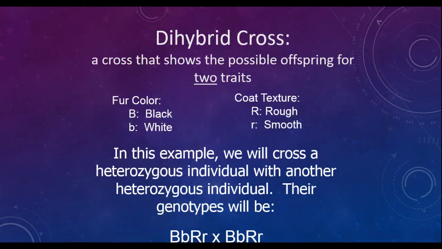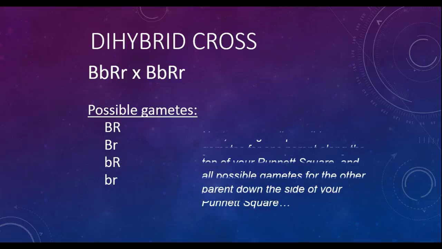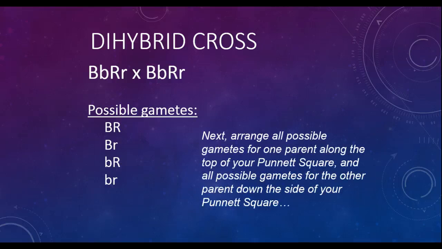So if we go over another dihybrid cross, we have 2 traits: fur color, which is black and white, and coat texture, which is rough and smooth. In this example, we will cross 2 heterozygous individuals. Their genotypes will be big B, little b, big R, little r. Alright, so this is our dihybrid test cross for the heterozygous parents. There are several possible gamete combinations: big B big R, big B little r, little b big R, little b little r. We're going to use the same foil to set up the test cross.